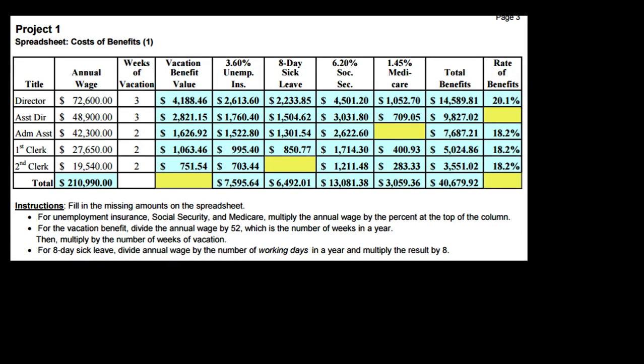Let's look at the third page of Project 1. We're given a spreadsheet titled Cost of Benefits, and it lists out itemized costs for different values for each employee type. We're given director, assistant director, admin assistant, first clerk, and second clerk, and it details different types of benefits. For example, vacation benefit value, 8-day sick leave, Medicare, etc. It totals their benefits and then calculates the rates of their benefits.